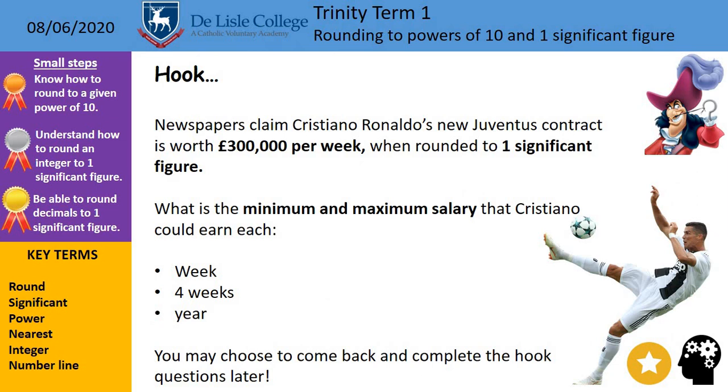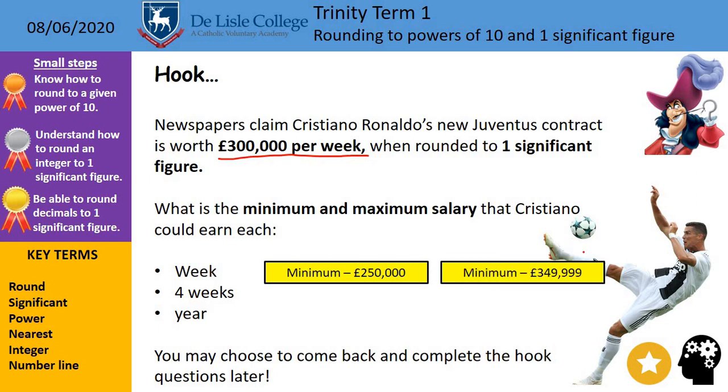Right, we'll have a quick look at the hook question again. So newspapers claim Cristiano Ronaldo's new Juventus contract is worth 300,000 per week when rounded to one significant figure. What is the minimum and maximum salary that Cristiano could earn? Well, let's work that out. He earns 300,000 a week. What's the minimum and maximum it could actually be, because that's rounded to one significant figure? Well, the minimum is 250,000 because that would round up to 300, and the maximum is 349,999. How lovely would that be?